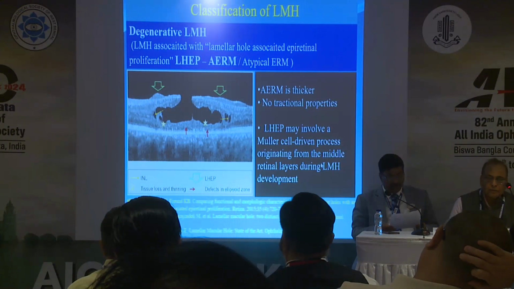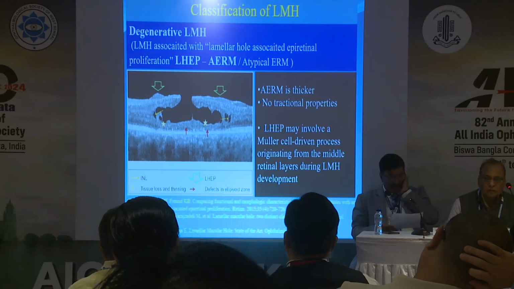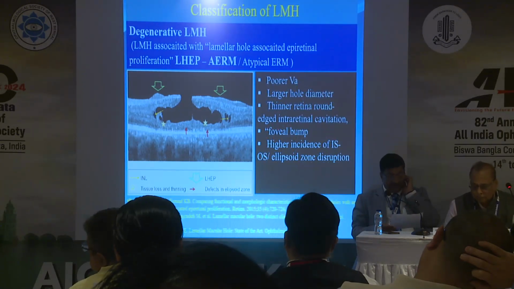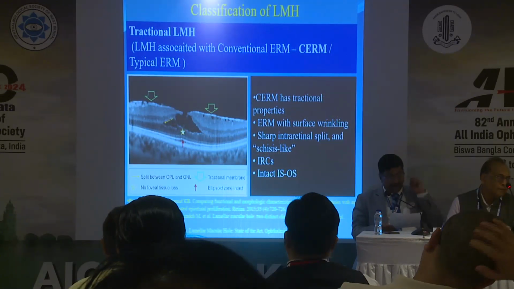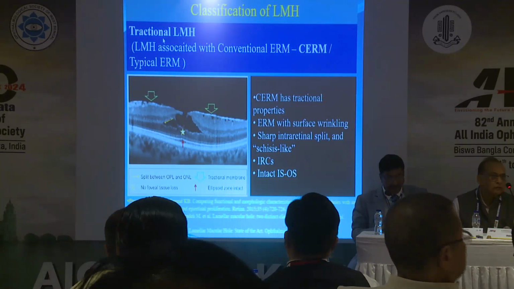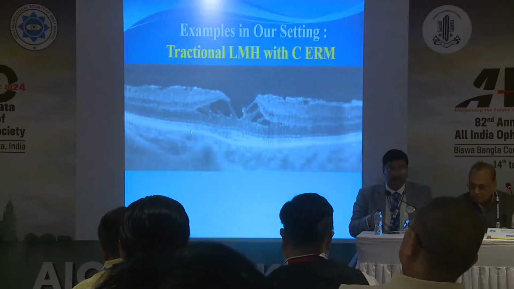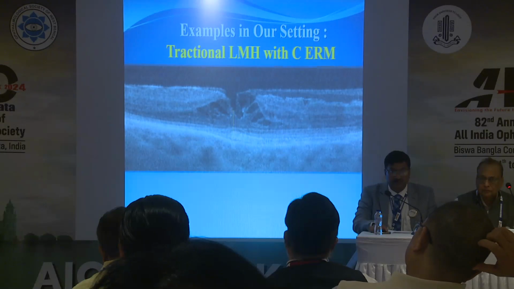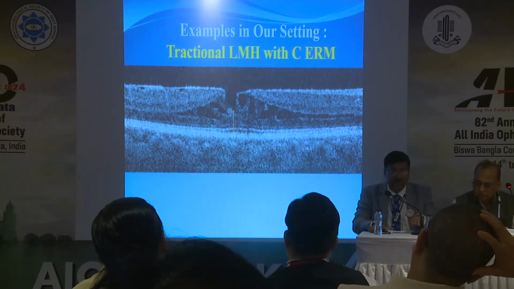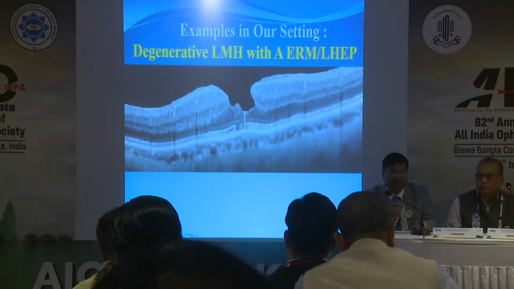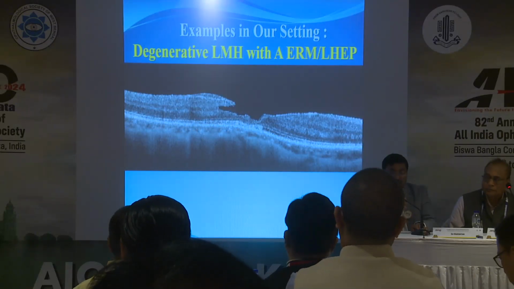So, in a degenerative lamellar macular hole, you will get a membrane which is called lamellar hole associated epiretinal proliferation, as against a tractional lamellar hole where the epiretinal membrane would be thin and you would have these schisis type of cavities. So, the important thing here is to distinguish between a tractional versus a degenerative type of lamellar macular hole, because the approach has to be different.